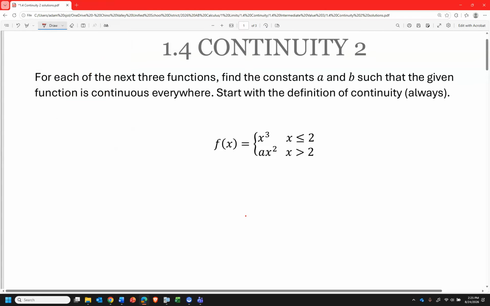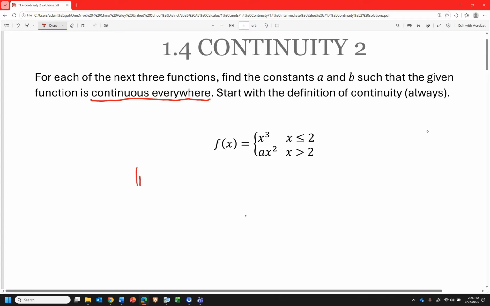Okay, so for each of the next three functions, find the constants a and b. You know, people that get this wrong, stop reading there. You need to find a and b such that the function is continuous everywhere. Start with a definition of continuity, always, as in even when I don't tell you, but for sure right now. And so what is that definition of continuity?